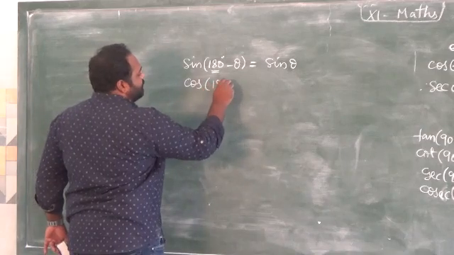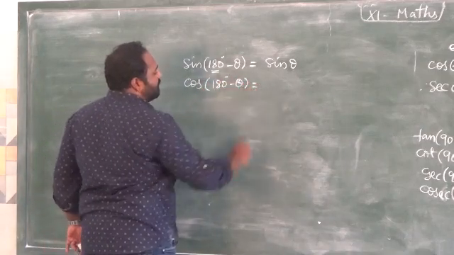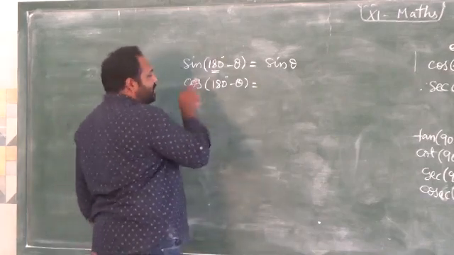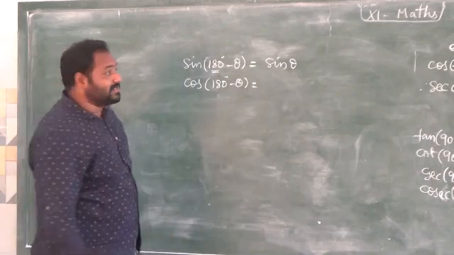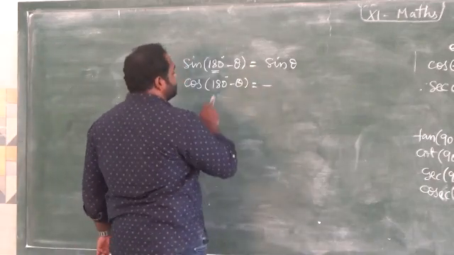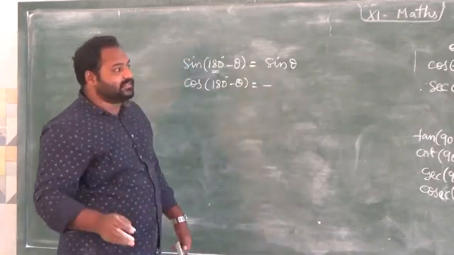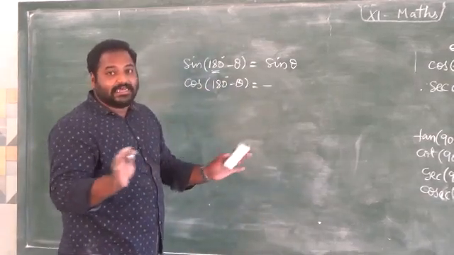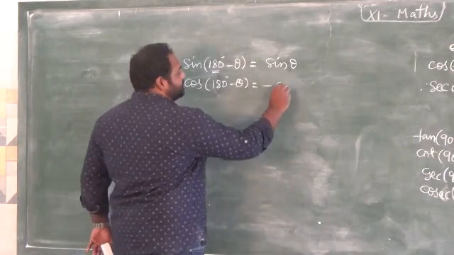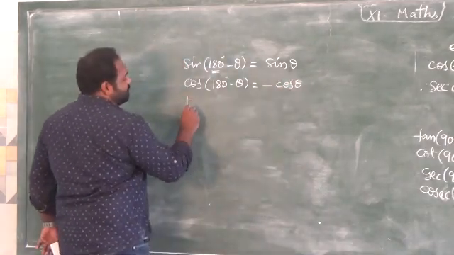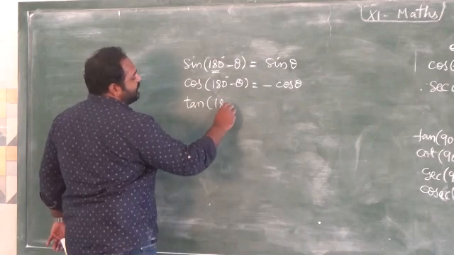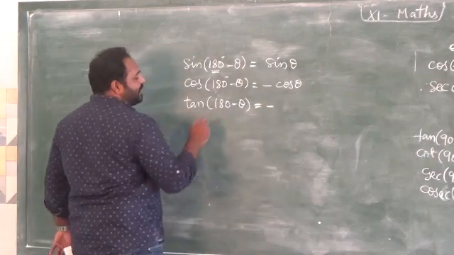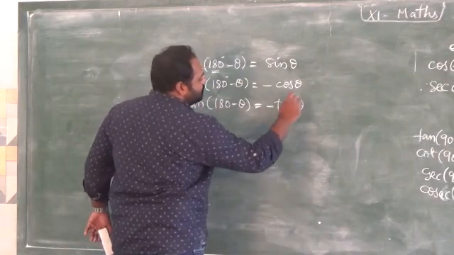Cos 180 minus theta. It is also second quadrant. Is cos positive or negative? It is negative. Cos is negative in the second quadrant, so minus. For 180 we don't have any change. For 180 or 360 we don't have any change in the ratio. You have to write it as it is: cos theta. Same like that, tan 180 minus theta: second quadrant, tan negative, minus. So for 180, no change in the ratio.